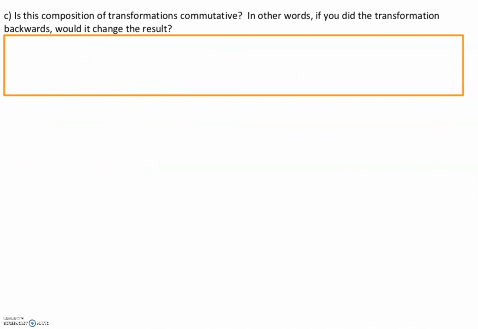So the question is, is the composition of transformations commutative, meaning does order matter? And the answer is no, order matters, because in the commutative property order doesn't matter. So this is not commutative. No, order matters. Okay?